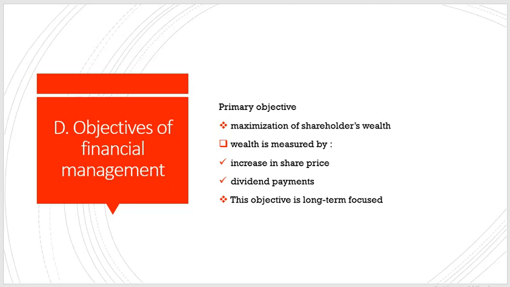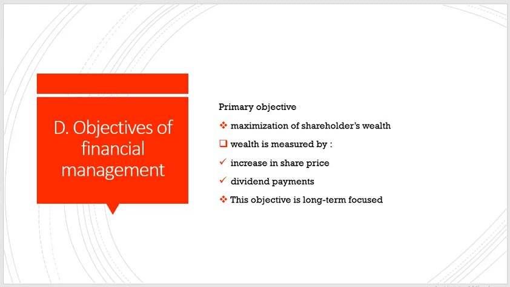So what are the objectives of financial management? The main objective of financial management, or the primary, is to maximize shareholders' wealth, because we are managing the finances of shareholders. So our goal is to maximize their wealth. Now, shareholders' wealth is measured by two things. One, increase in share price, which is known as capital gains. Two, dividends payment. So those are the objectives.